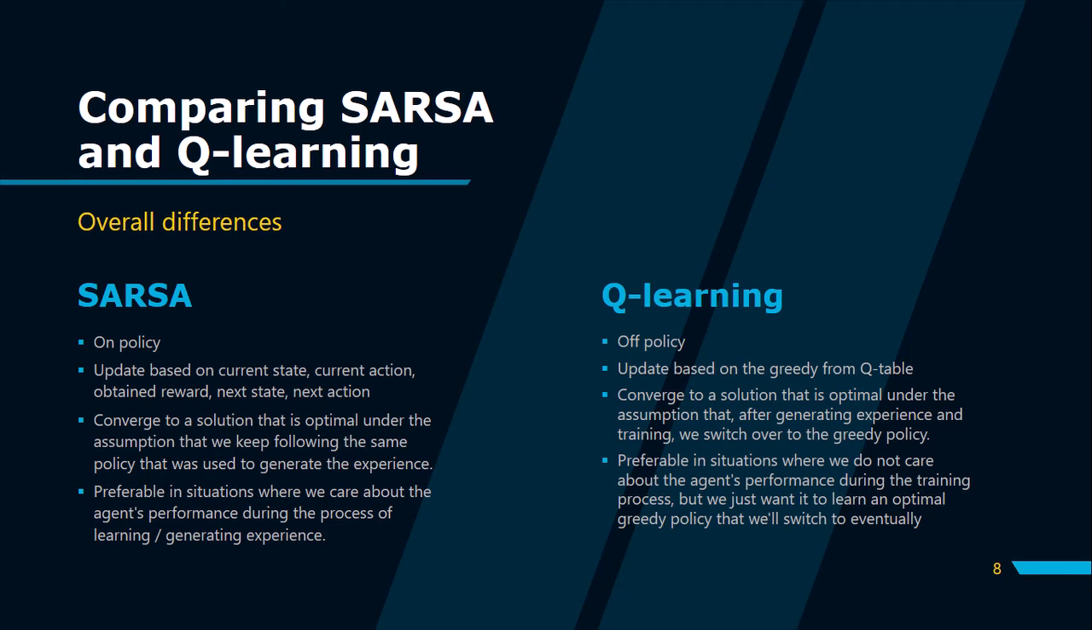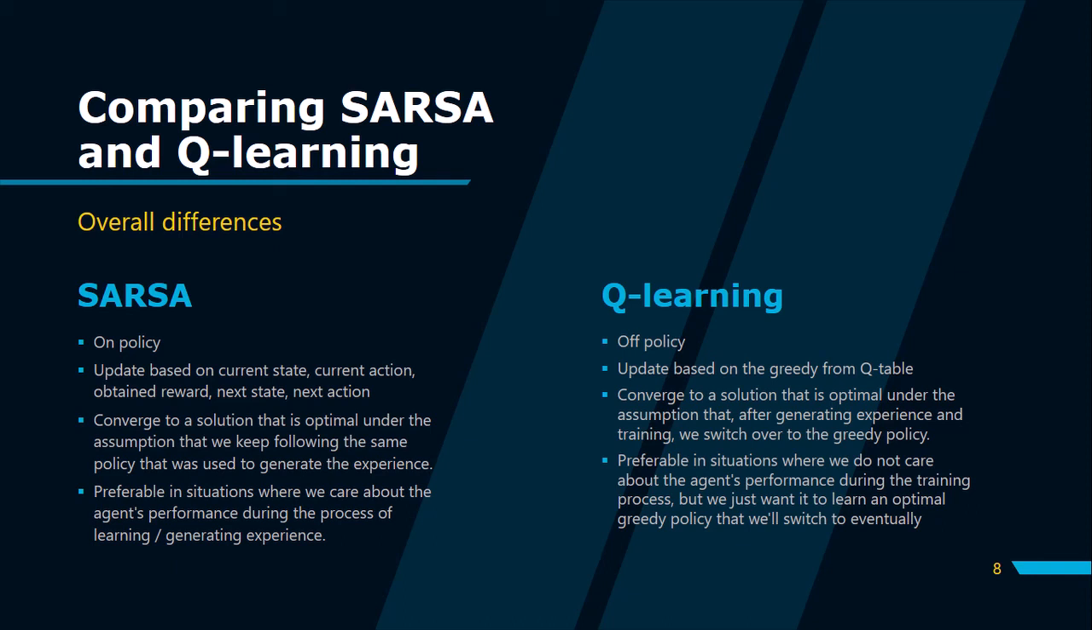We call what SARSA does on-policy, while what Q-learning does is off-policy. SARSA is based on the current policy, the table it has right now. But Q-learning changes the table. So that's everything basically. This key thing also makes the applications of SARSA and Q-learning very different.